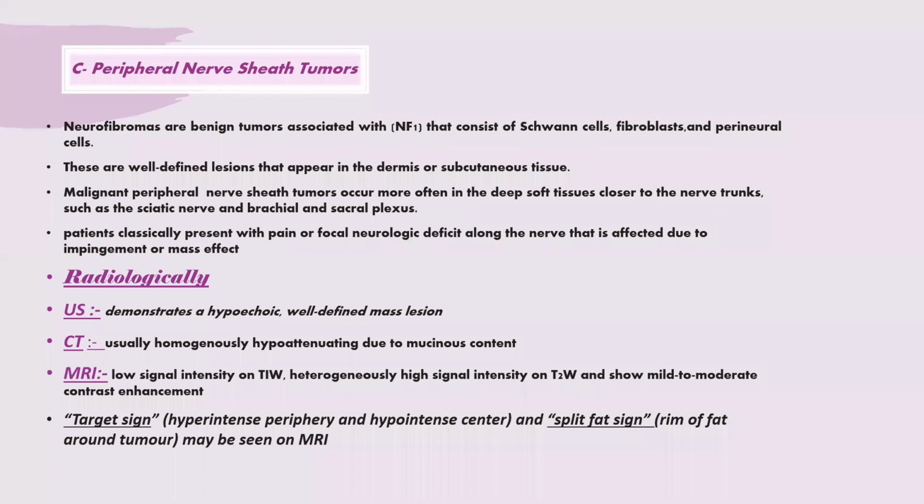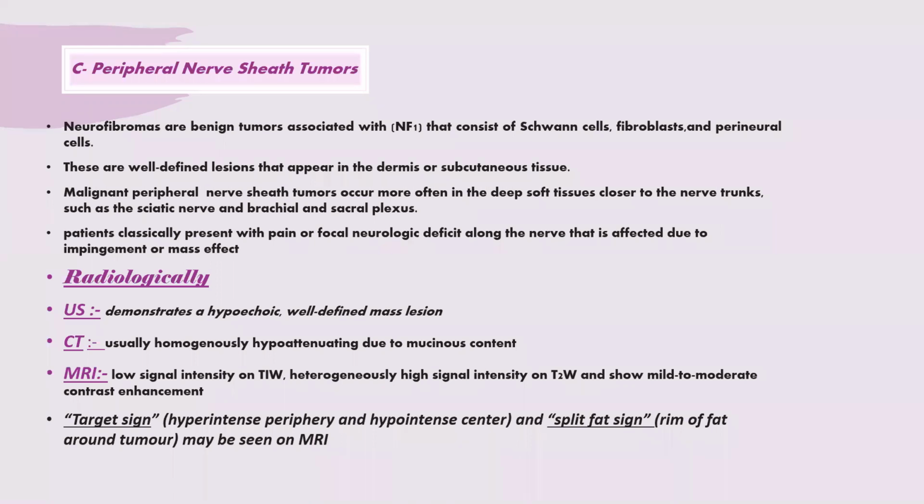Neurofibromas are benign tumors associated with NF type 1 that consist of Schwann cells, fibroblasts, and perineural cells. These are well-defined lesions that appear in the dermis or subcutaneous tissue. Malignant peripheral nerve sheath tumors occur more often in the deep soft tissue, closer to the nerve trunks such as the sciatic nerve and brachial and sacral plexus.